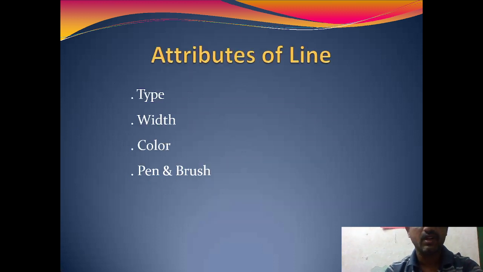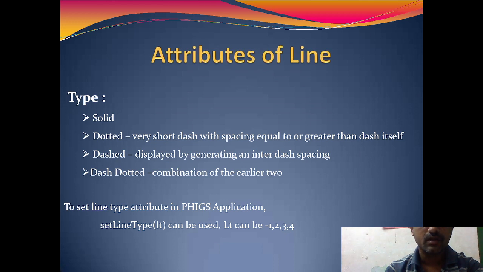There are different types of line attributes: type, width, color, pen, and brush. Line types are solid, dotted, dashed, and dash-dot. Dotted is a very short dash with spacing equal to or greater than the dash itself. A dashed line is displayed by generating an integer dash spacing. Dash-dot is a combination of the earlier two. To set the line type attribute in a PHIGS application, set line type (lt) can be used. lt can be 1, 2, 3, or 4.